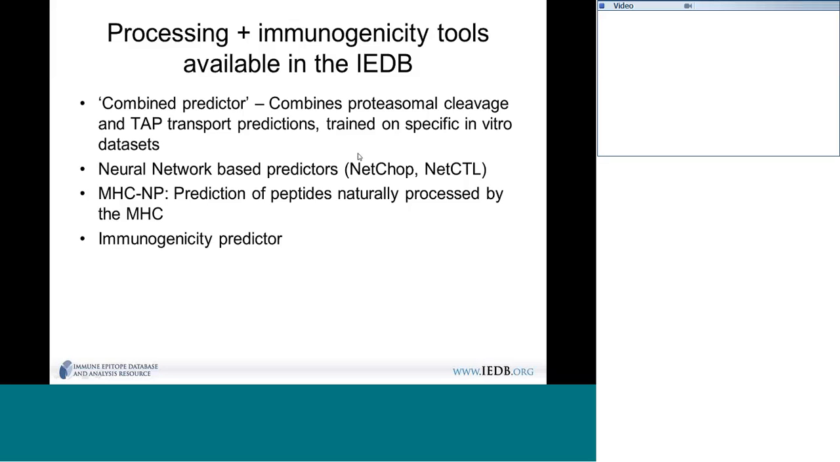Then in addition, there's two predictors, NetChop and NetCTL, that are trained actually on the ligands that are ultimately coming out of the processing pathway. NetChop specifically deals with the proteasomal cleavage, and then NetCTL is an overall predictor combining NetMHC and NetChop. And then there's a specific natural eluted peptide predictor, MHC-NP, that was actually developed by a Canadian group, and that's hosted at the IEDB. That is on one of the epitope prediction contests. And then, okay, the immunogenicity predictor I'll talk about later.